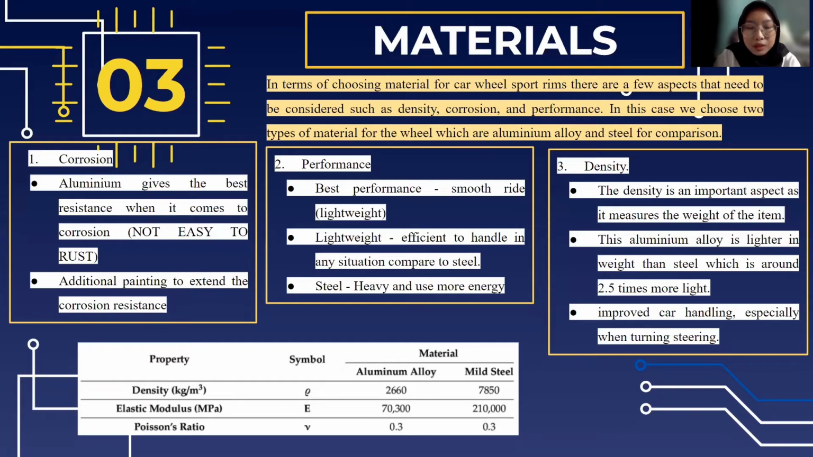The second one is performance. We can say the vehicles are in the best performance when the consumers experience the most ride. This is because they are lightweight. Their lightweight feature makes it efficient to handle in any situation compared to steel, which is heavy and uses more energy. The third one is density. The density is an important aspect that it measures the weight of the item. This aluminum alloy is lighter in weight than steel, which is around 2.5 times lighter. It can improve car handling, especially when turning the steering. As you can see in the table below, this is the table for material property between aluminum alloy and mild steel.